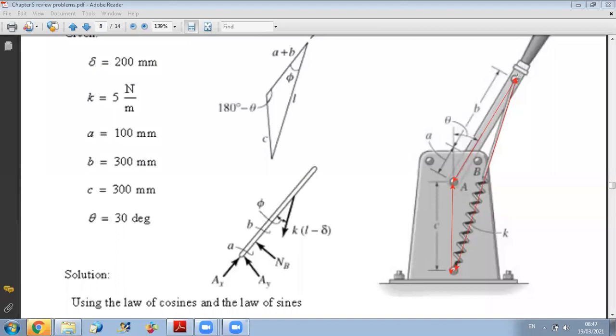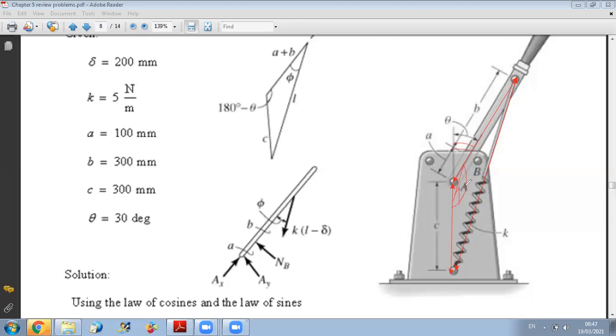So here, if I want to use the cosine law, for example, I need to determine the angle here. I already know the lengths of the two edges, C and A plus B. Now, if I look at my figure, the angle theta here is given. It's equal to 30 degrees. So I can deduce that the angle in my triangle is 180 minus theta, so it will be equal to 150.